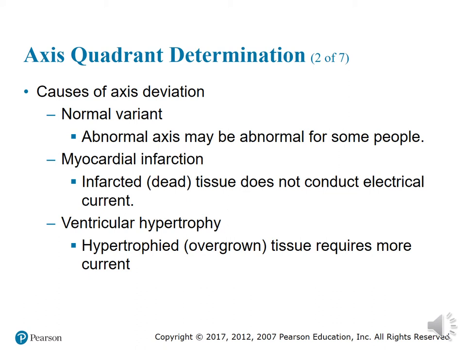Luckily for us, again, we have different pacemakers to cover in the event that something does go wrong, if we lose one. Ventricular hypertrophy, overgrown tissue, requires more current.